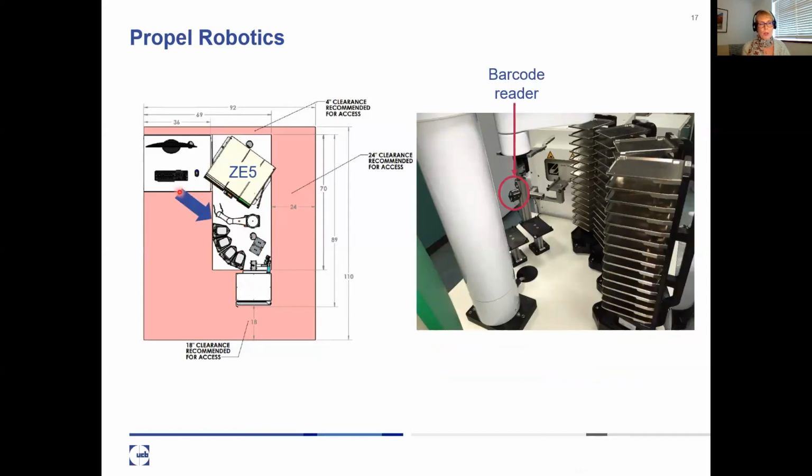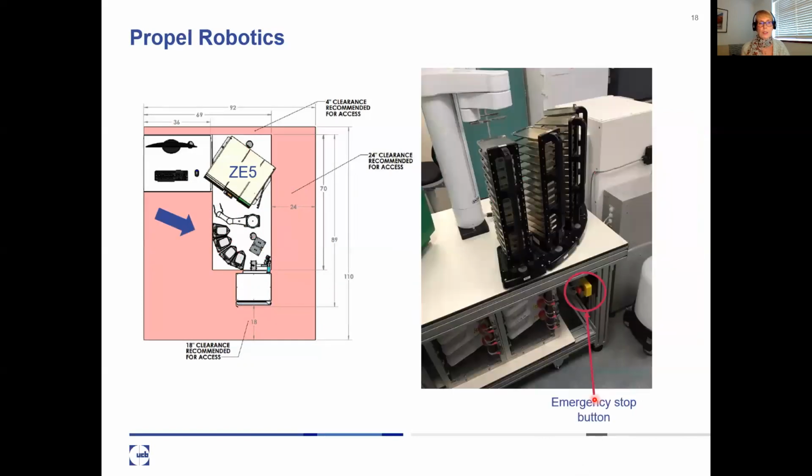This perspective is looking back in this direction here. You can see the barcode reader, again, the lid removal station, the racks, and the entry port to the incubator. And this is basically the same perspective, but looking lower down, where you can see the emergency stop button and the waste containers, as well as the tube racks.